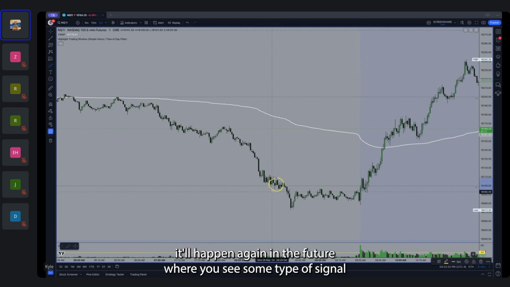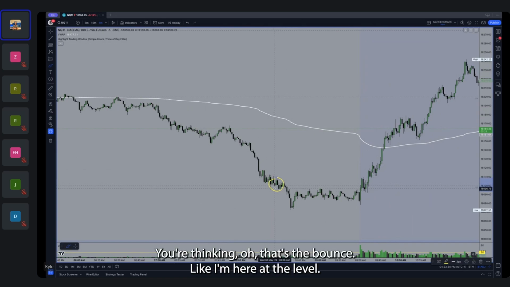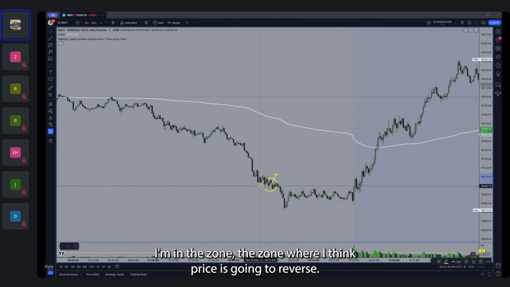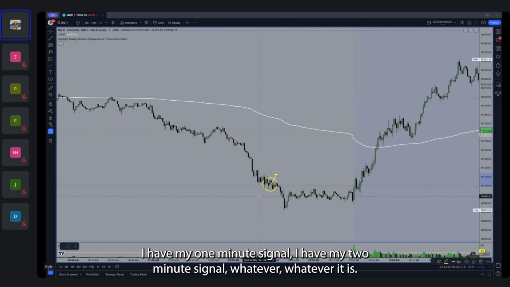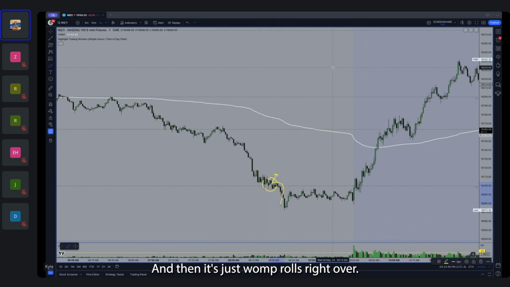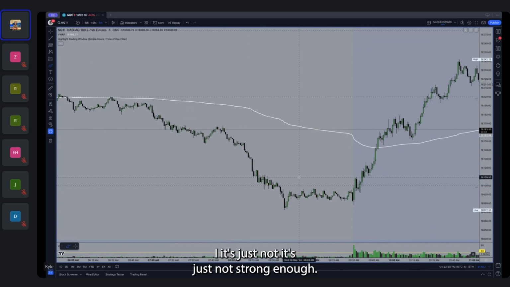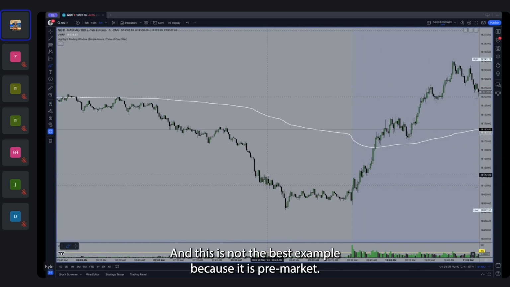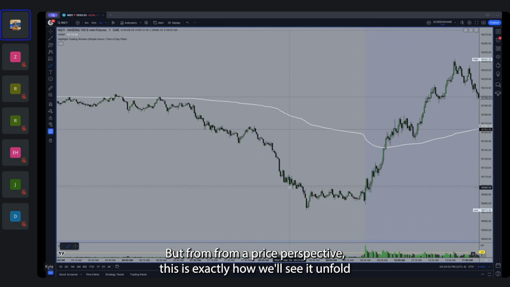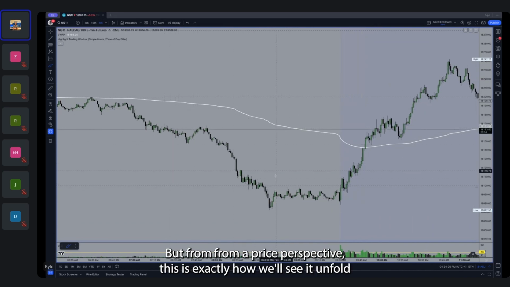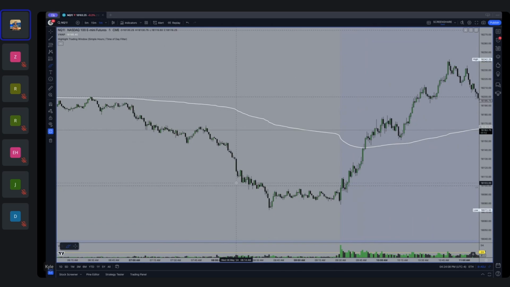You see some type of signal at the level, right? You're thinking, oh, that's the bounce. I'm here at the level, I'm in the zone where I think price is going to reverse. I have my 1-minute signal, I have my 2-minute signal, whatever it is. And then it just rolls right over. We don't really want to be standing on some action like this. It's just not strong enough. This is not the best example because it is pre-market, but from a price perspective, this is exactly how we'll see it unfold intraday.